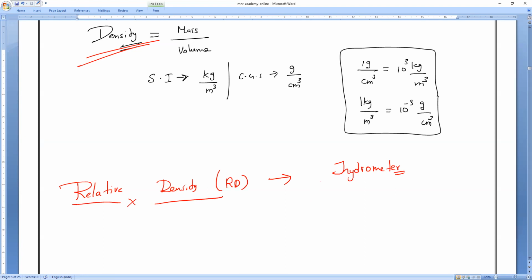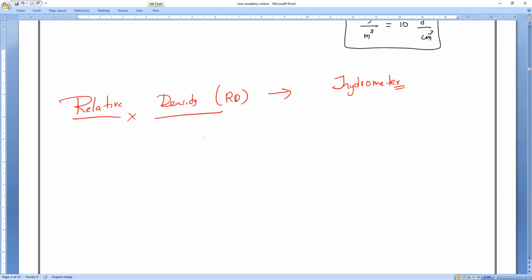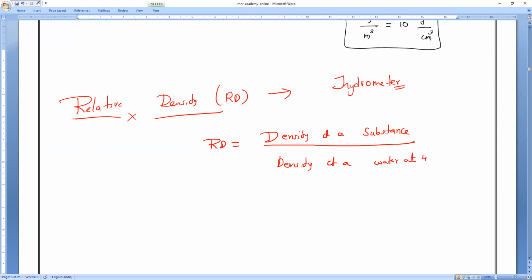Now, relative density, we all know what it is, everybody? It is the ratio of density of a given substance with respect to what, guys? Density of water at what temperature? At 4 degrees Celsius. So when is water having maximum density? Maximum density of water is at what temperature? At 4 degrees Celsius.